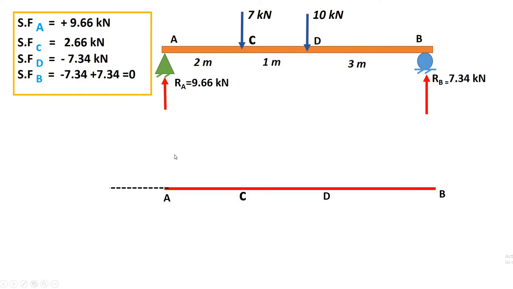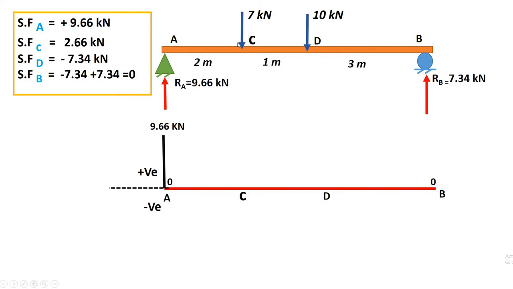Now let us draw the diagram. These are our points. Above this line we have positive shear, below this line we have negative shear. Let us start with the A point. At A point we have positive 9.66 kilonewton, right? And the same we have to show with a vertical line, because at A point we have a point load, right? So at a point load you have to show shear by a vertical line. So 0, and here the value is 9.66.